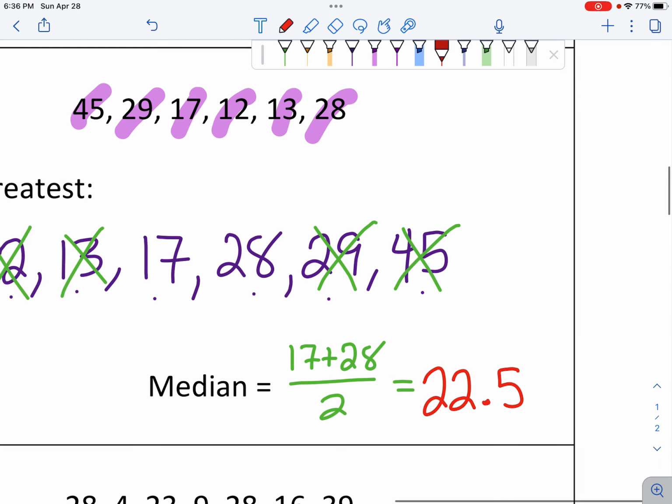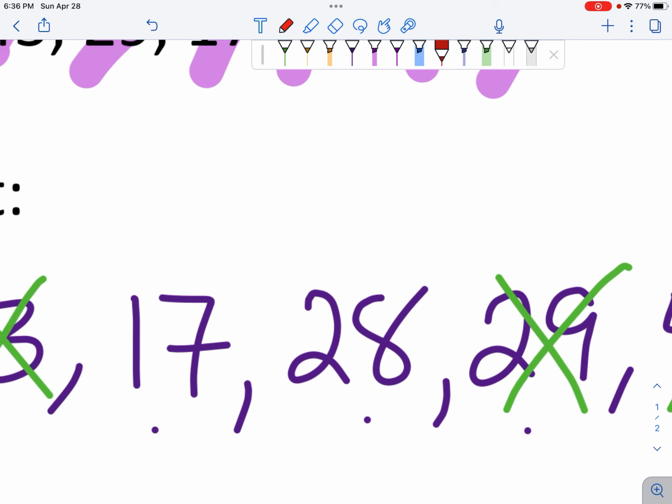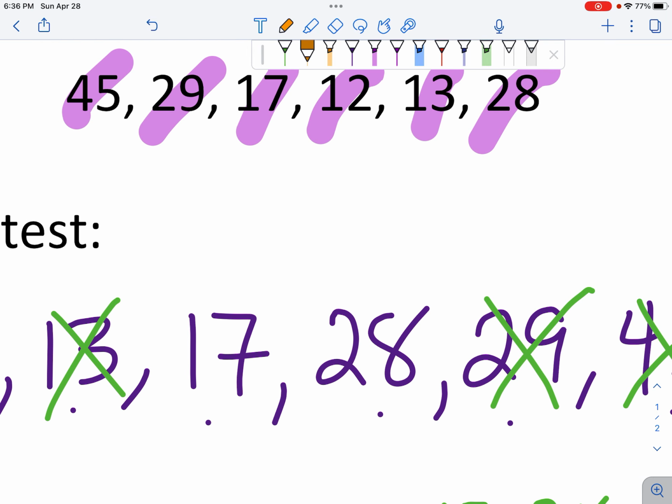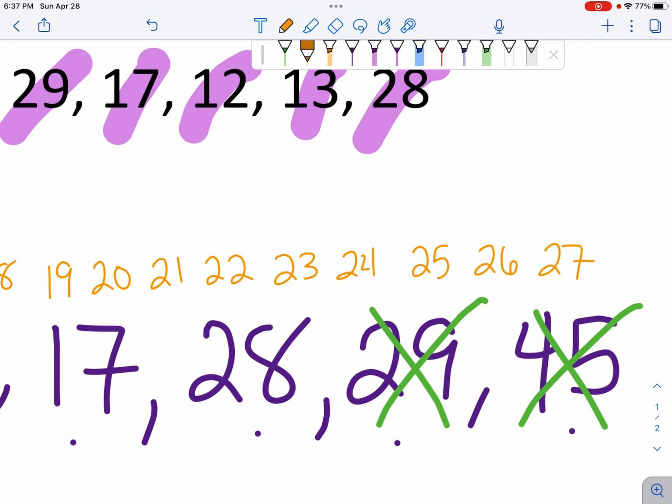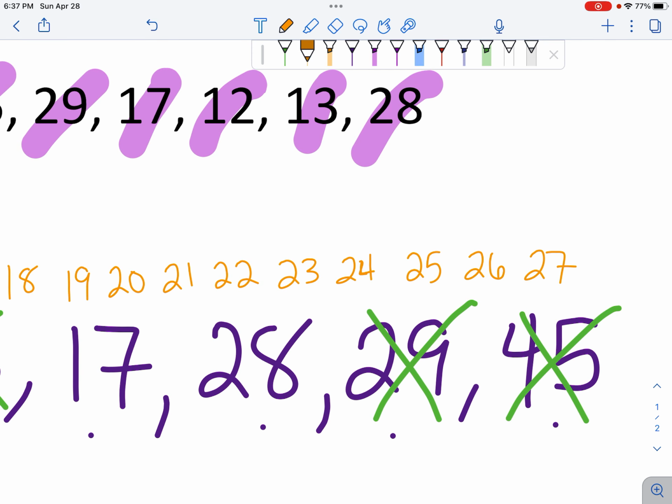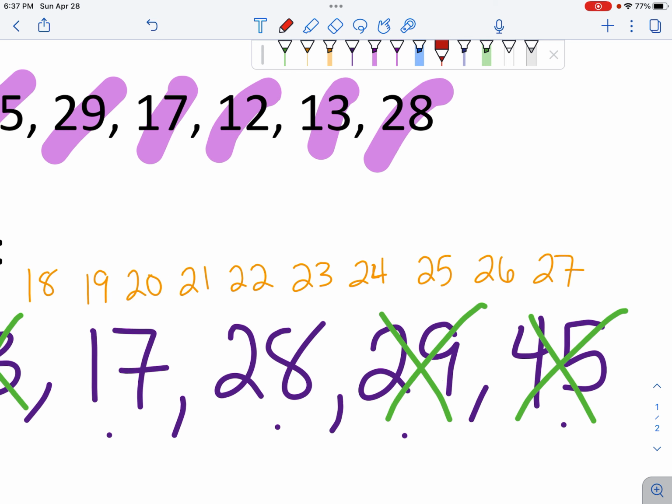All right, very quickly, we're going to try that other method that I really like. Here we go, 17, so then it's 18, 19, 20, 21, 22, 23, 24, 25, 26, 27. I like this method because it saves me from putting the wrong numbers in the calculator. It's a lot of numbers to write out, but it's not hard.